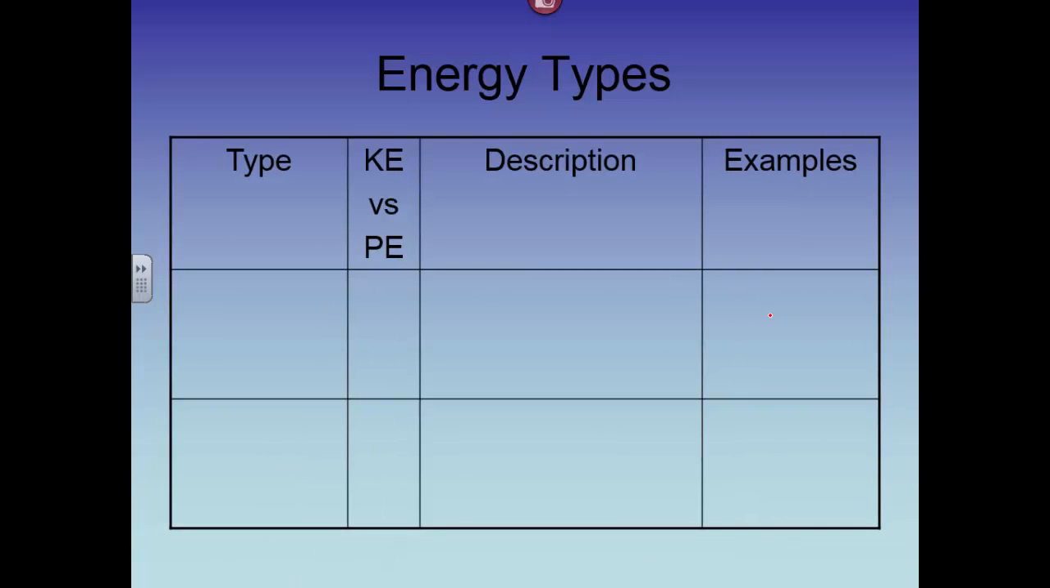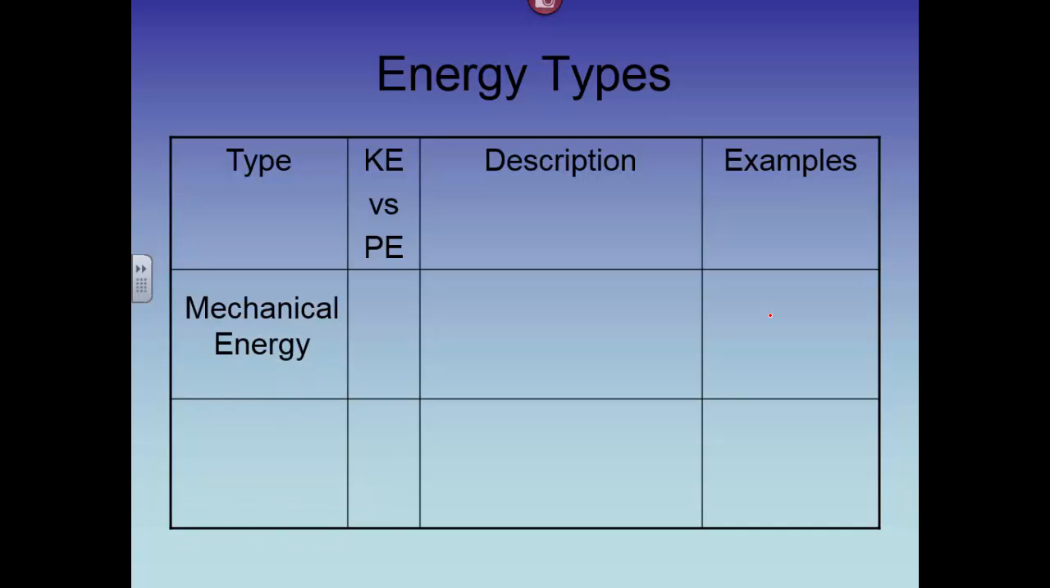Okay, that was our first big idea. Every type of energy can pretty much be classified as either kinetic or potential. Now we're going to take some more specific kinds of energy and do a little description and a couple examples of each one.